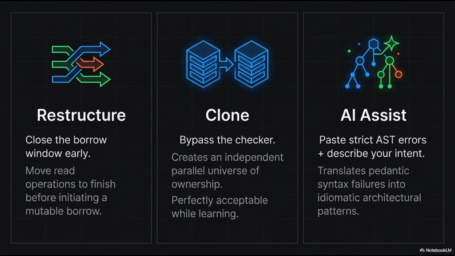Exactly. In your early days, cloning strategically to bypass a confusing lifetime error and just keep your momentum going is perfectly acceptable. As you gain intuition for Rust's ownership patterns, you'll naturally architect your data flow to avoid needing it. That is incredibly reassuring. Restructure the flow or clone the data. What is strategy number 3? Strategy 3 is utilizing AI assistance, specifically tools like Claude Code.